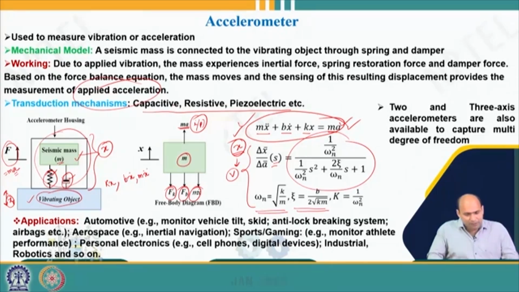So what are the major applications of accelerometers? We can find its application in automotive, like for monitoring vehicle tilting, skidding, anti-lock braking system, and in airbag deployment system, already we discussed earlier about this airbag application. Then we have aerospace applications where we can use it for inertial navigation. Then we have sports or gaming applications to monitor athlete performance. Then we have our personal gadgets like cell phones, digital devices, and finally we have industrial, robotics, and various other applications, right?